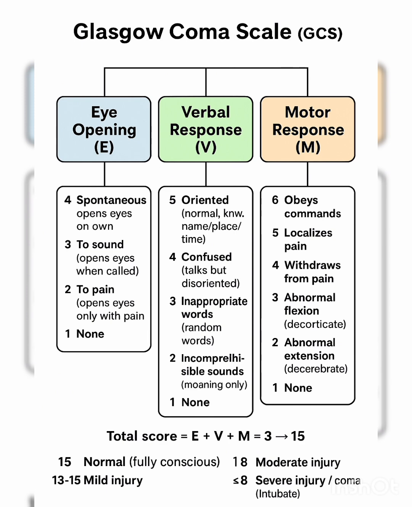If the total score is 15, then patient is known as fully conscious or normal. And if the score is 13 to 15, then patient is having mild brain injury. And if the patient has a 9 to 12 score, then patient is having moderate brain injury. And if the score is 8 or less, then it's known as severe brain injury or coma. And if the score is 3, it means deep coma or no response.